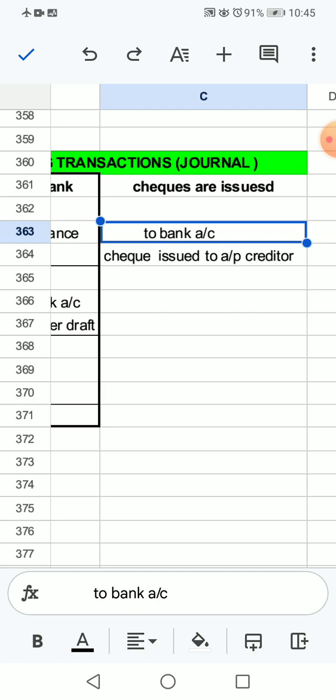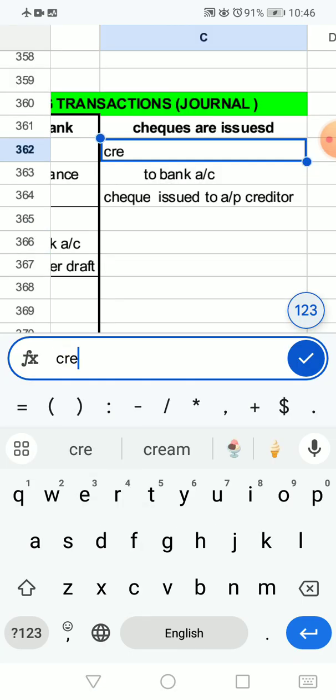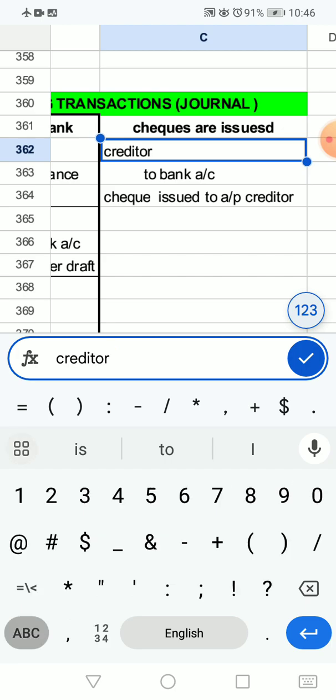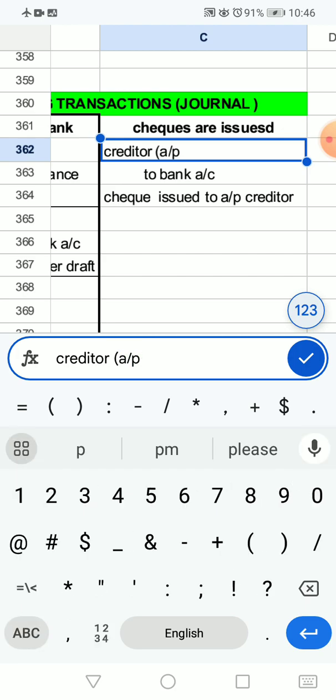It was your liability. Since now you have paid the check, it is almost a cash amount. When you have paid your check, it means your liability has been decreased. Your liability was your creditor, and since you have paid the amount, your liability has been decreased. Decrease in liability should be debited. That is why you will write your creditor name over here, or you can write your accounts payable over here.